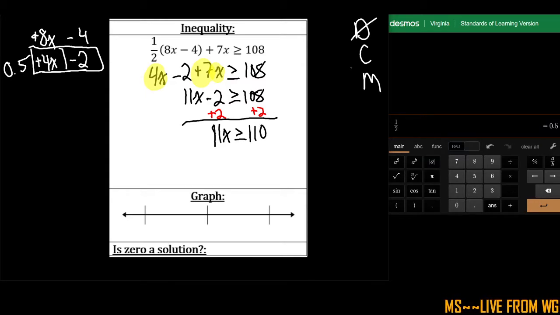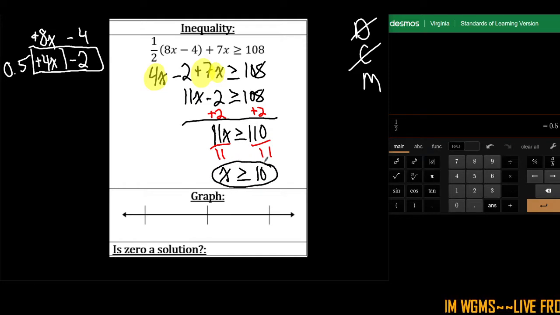So since we have all of our variable terms on the left and all of our constant terms on the right, we know we can do this last step of multiplicative inverse. So I'm going to divide both sides by 11, and so I have x. It's the alligators eating the bigger amount, so greater than or equal to 10. So I say x is going to be greater than or equal to 10.